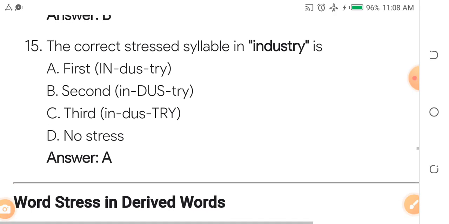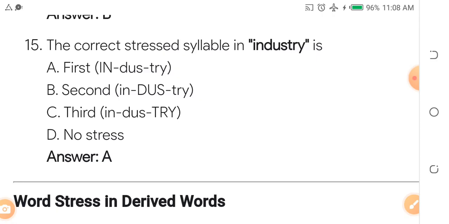The correct stress syllable in industry is what? A. Industry. B. Industry. C. Industry. It is A. Industry. So the stress is on the first syllable.